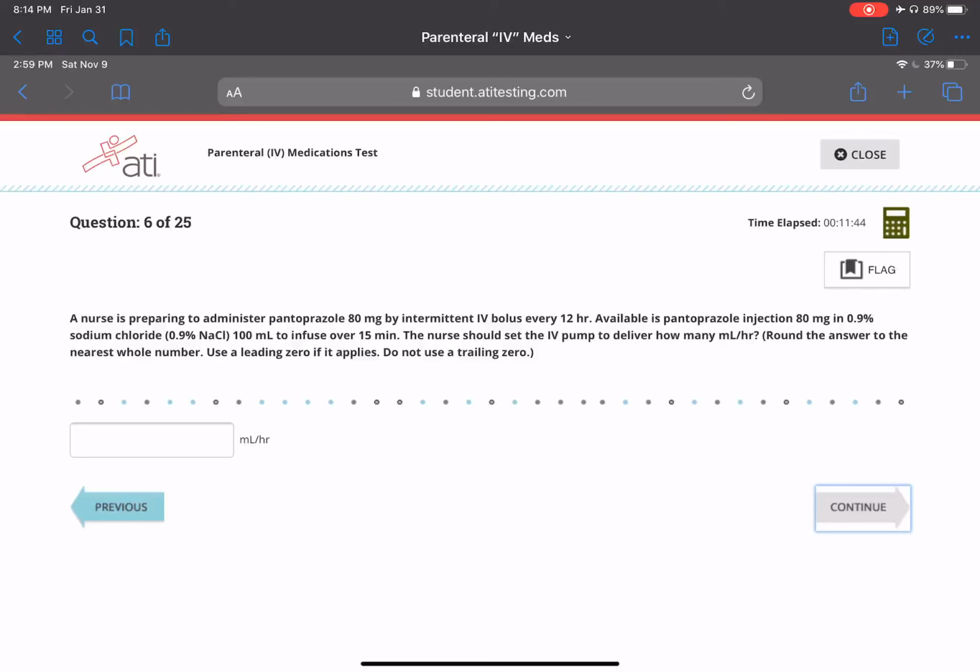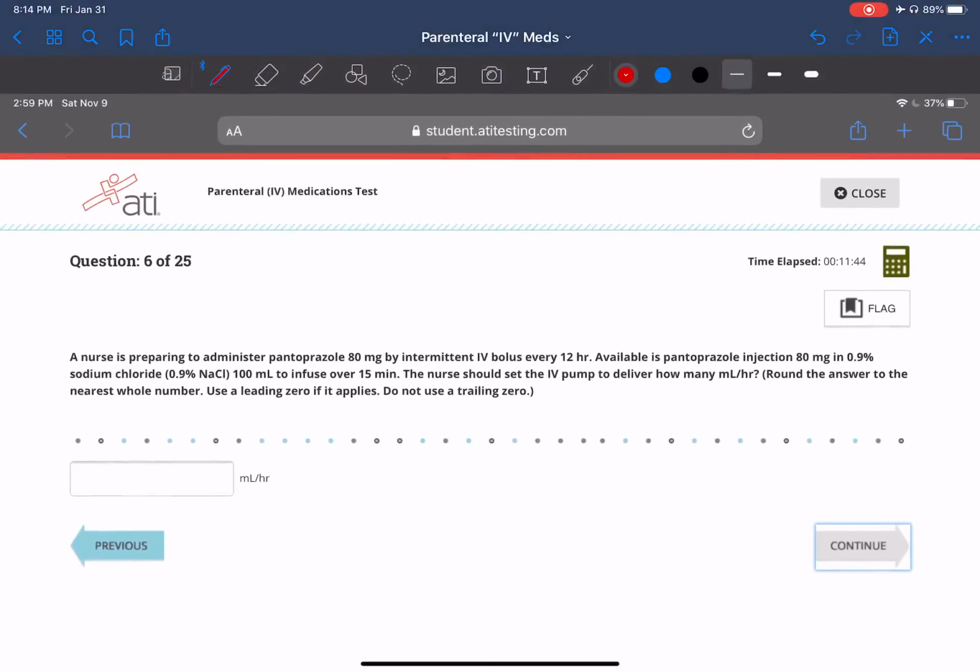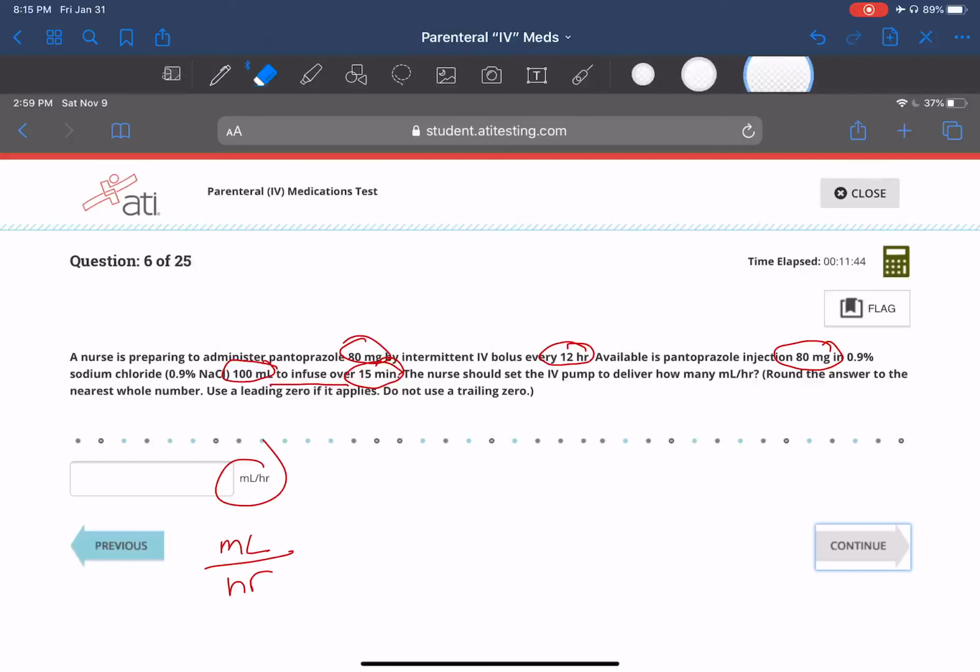I think this one's pretty similar, so let's go through it pretty quick. Asking for ml over hour again. So let's look where we find some milliliters in this problem. Go ahead and read through it. We have 80 milligrams every 12 hours, and then 80 milligrams per 100 ml to infuse over 15 minutes. So that's obviously where our ml is. So we have 100 ml, and that's connected to the 15 minutes.